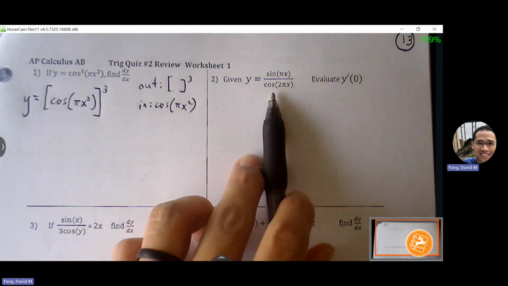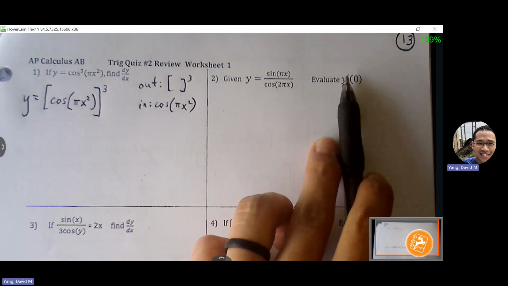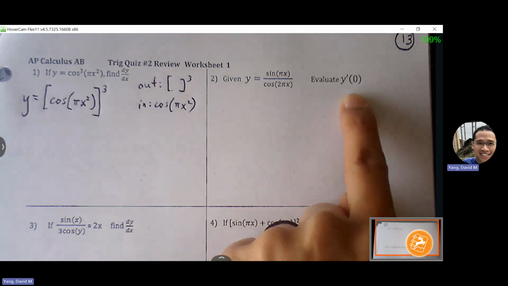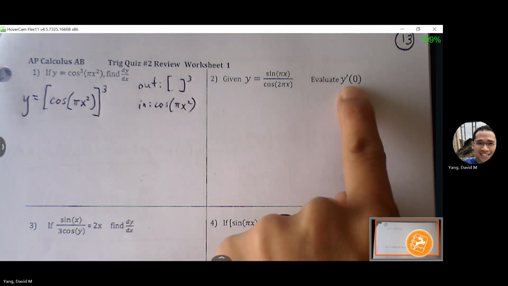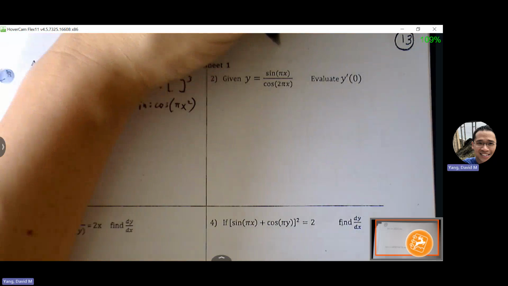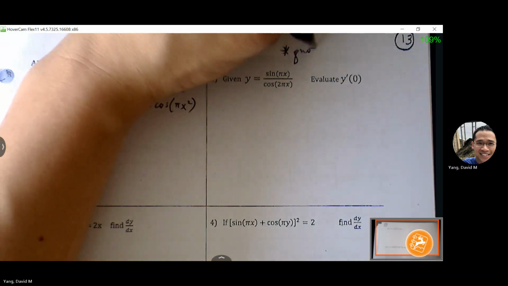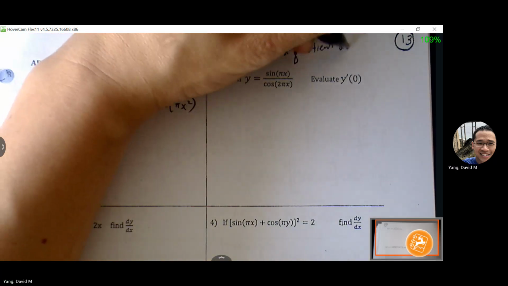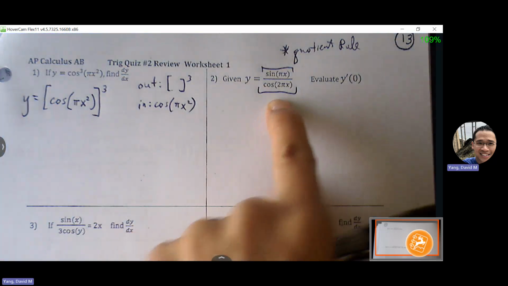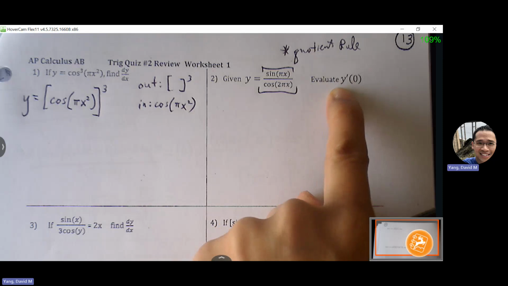Number 3 here, it says evaluate y prime of 0. So we're asked to find the slope. Before we can find the slope, we first have to find the derivative, right? And to find the derivative, look at this form here. We've got to go through what? Quotient rule, right? So after you go through quotient rule, f prime g minus f g prime, then replace every x with 0, and then use your unit circle values to get it down to a numeric answer.